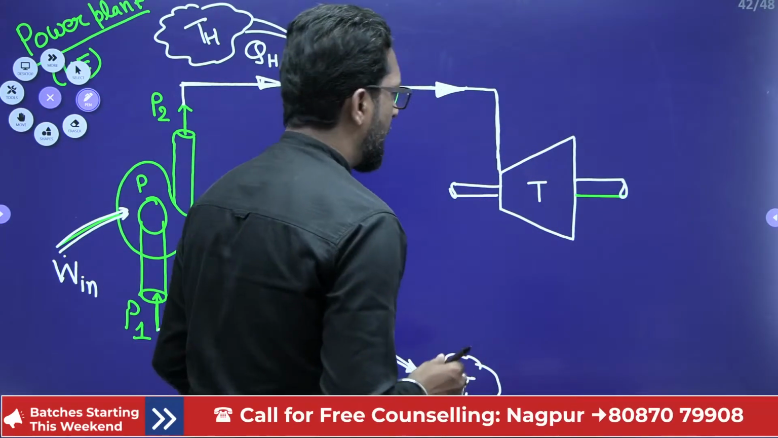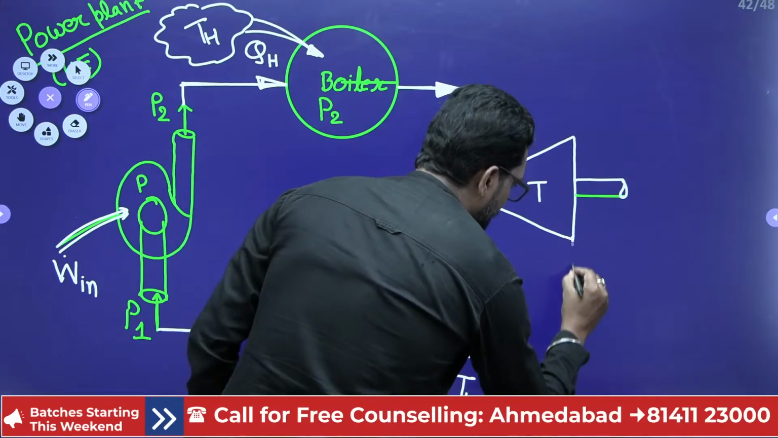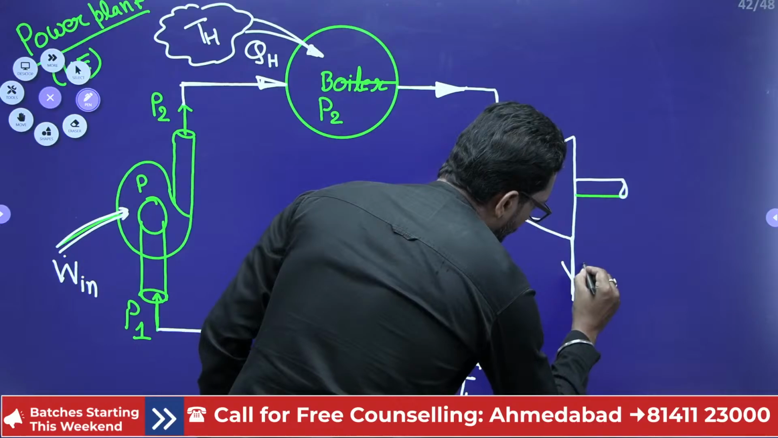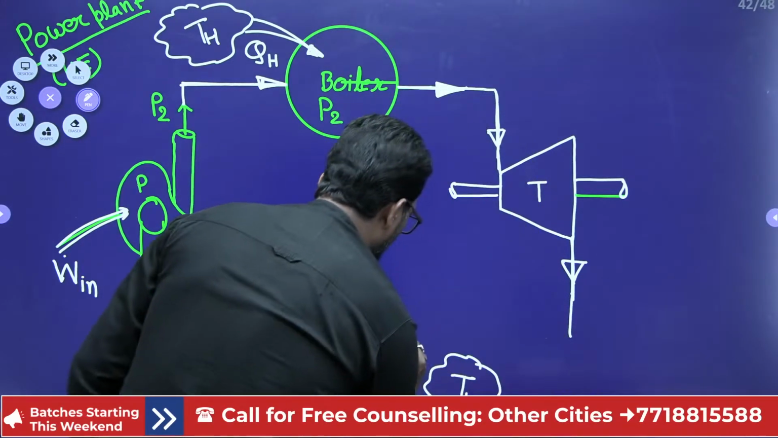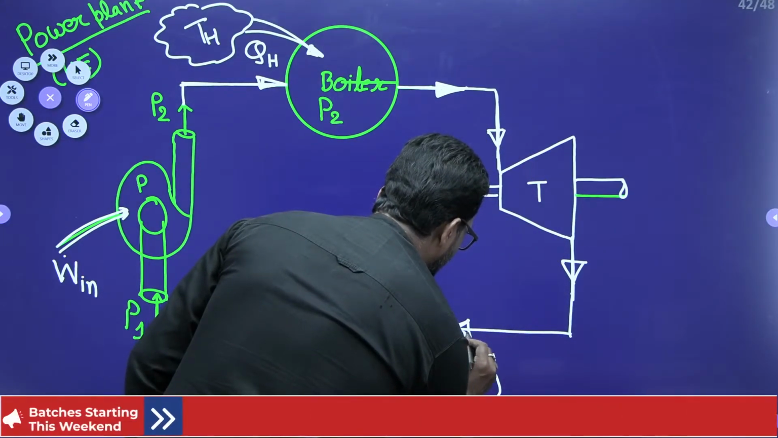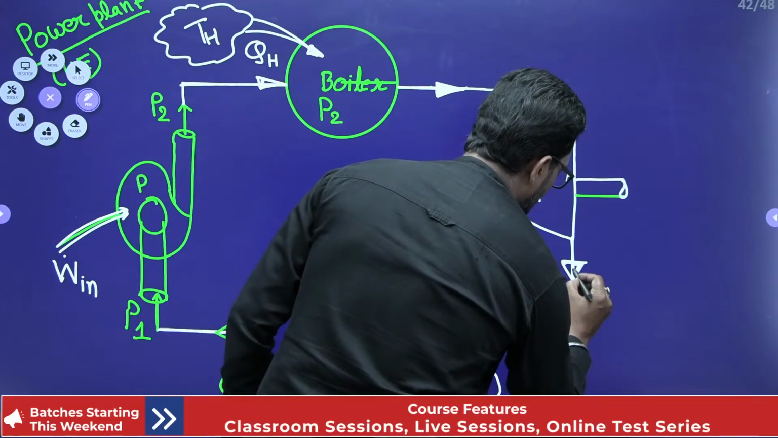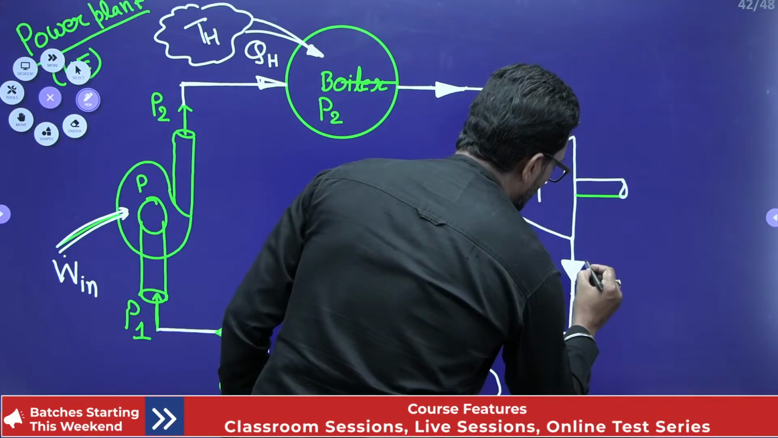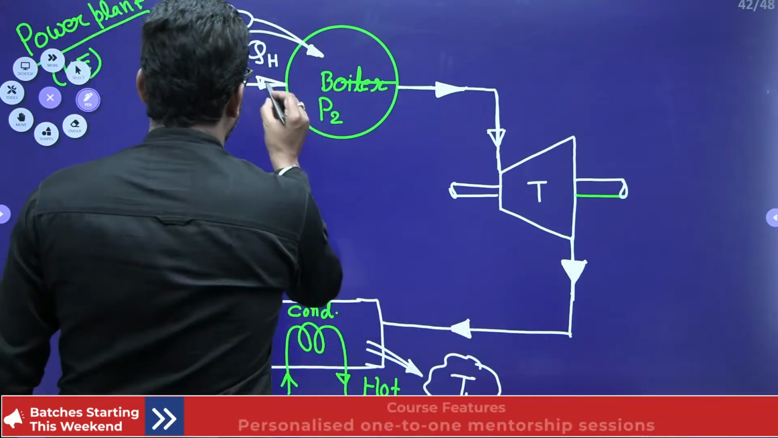Okay, this is your turbine over which the expansion will take place. And that fluid will come into the condenser. All the detail we will discuss in the power plant, no problem. So there is a condenser. Why it is a requirement, all types of questions we will discuss in the power plant chapter.